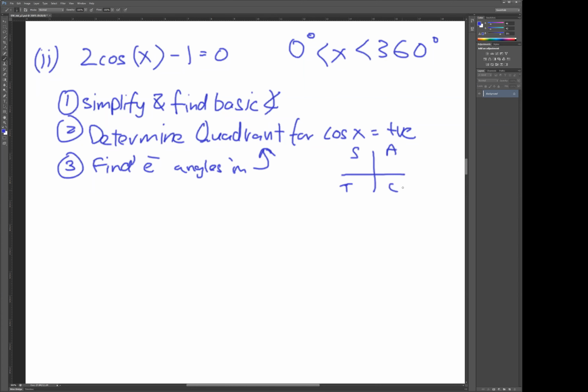So for cos to be positive, it will be here and here. So quadrant 1 and quadrant 4. So let us take a look at this. 2 cos x, because the minus 1 I bring over becomes plus 1, and cos x equals to half. So it's a positive value, right? It's a positive value.